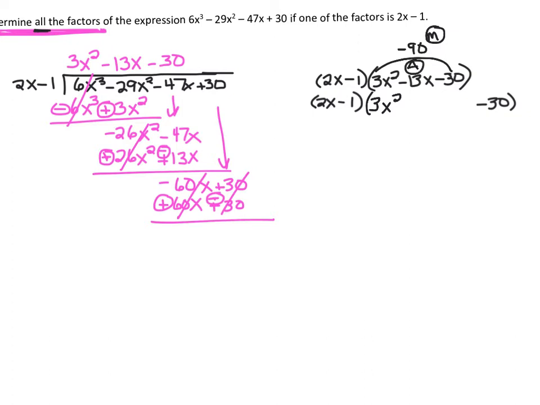All right, well, if they multiply to negative 90, they're going to have different signs. So one of them is going to be negative, and the other one's going to be positive. And you may have to do a little trial and error to see what works.